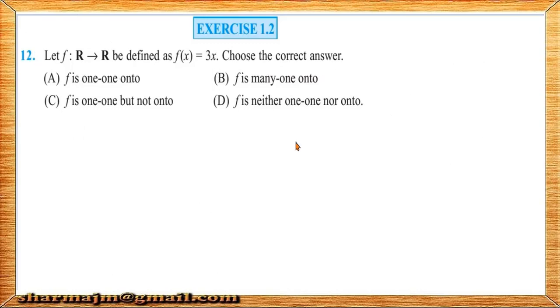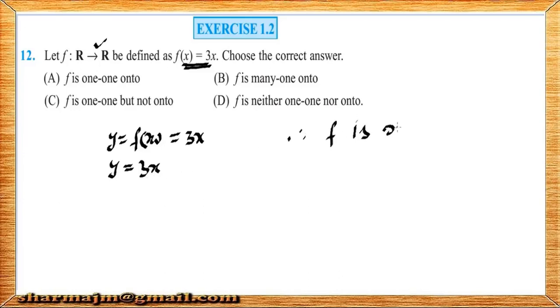Next question number 12. Here also you see f is a function from R to R defined as f of x is equal to 3x. So if we take y as a function of x and it is 3x, so it is a straight line. Y is equal to 3x is a straight line. For every x there exists a unique y. So this function is 1-1, f is 1 to 1. Also f is onto, as every element of codomain has its pre-image.